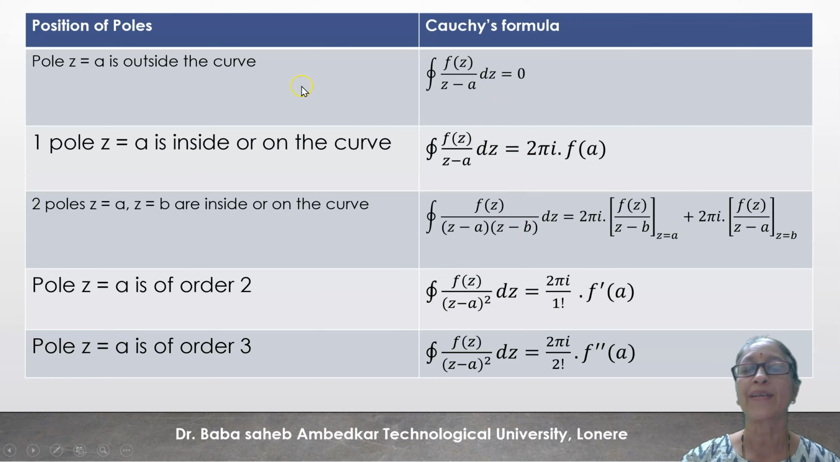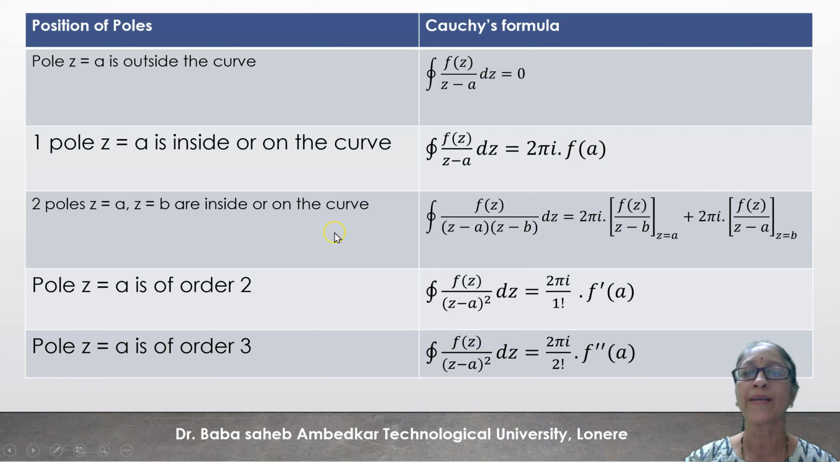When singular point z equal to a is outside the curve, if a pole exists outside the curve, then we use Cauchy's integral theorem: contour integral of f of z by z minus a dz equal to 0. But when one pole or one singular point is within the curve, then we use Cauchy's integral formula, that is, contour integral of f of z by z minus a dz equal to 2 pi i f of a. f of a is nothing but the value of f of z at z equal to a.